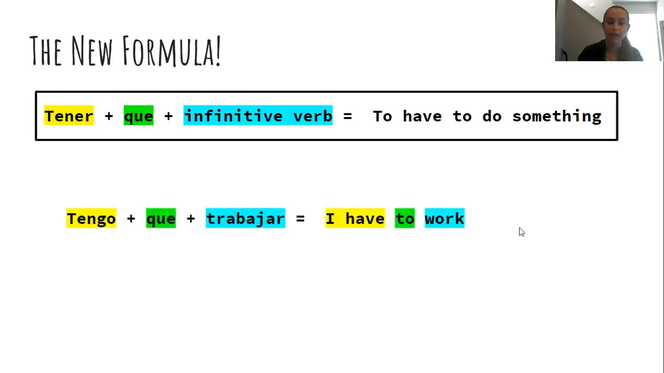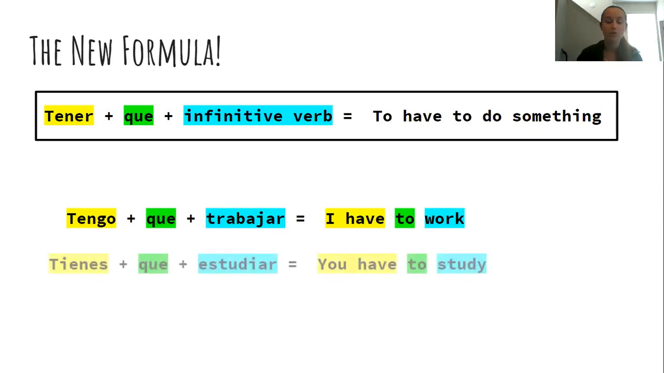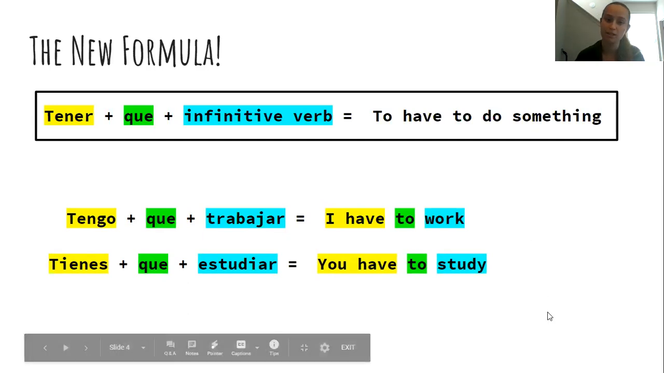For example, tengo que trabajar. I have to work. Now, you might notice that yo isn't in there. You can say yo tengo que trabajar. That's also correct and means the exact same thing. Now, if I want to say that somebody else has to do something, the only thing that I have to change is tener. For example, tienes que estudiar. You have to study. Again, you could say tú tienes que estudiar. That would also be perfectly correct.